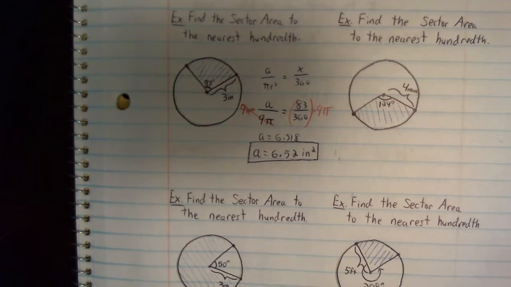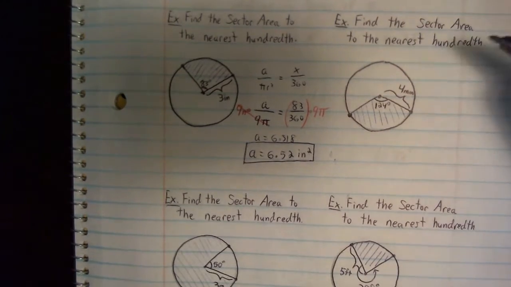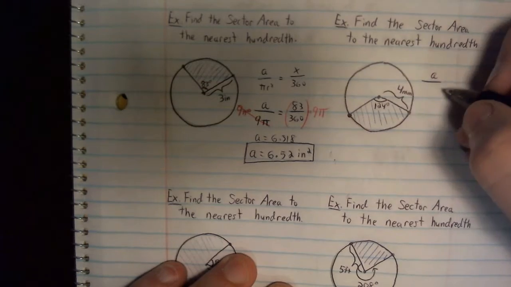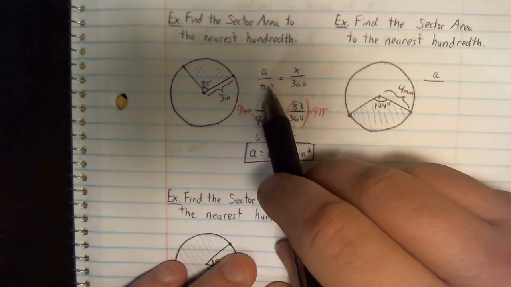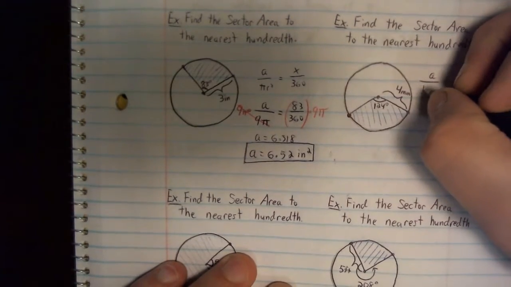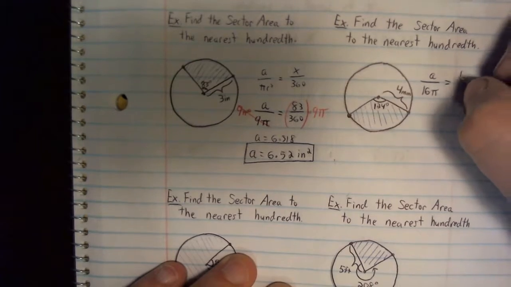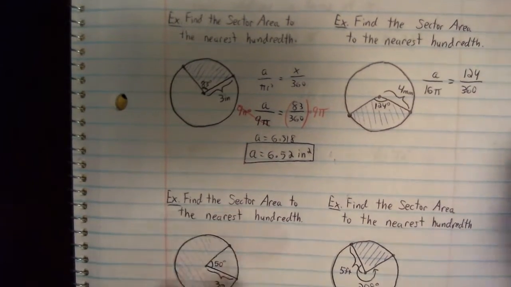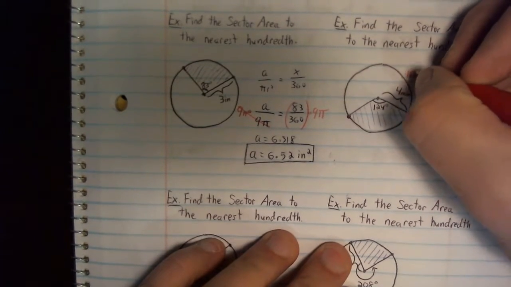Okay. Next problem. Find the area of the sector to the nearest hundredth. Yet again, they gave us a radius of 4. If we use the same formula, pi r squared, so 4 squared is 16 times pi. The angle in question here is 124 degrees over 360. We're going to want to multiply by 16 pi.